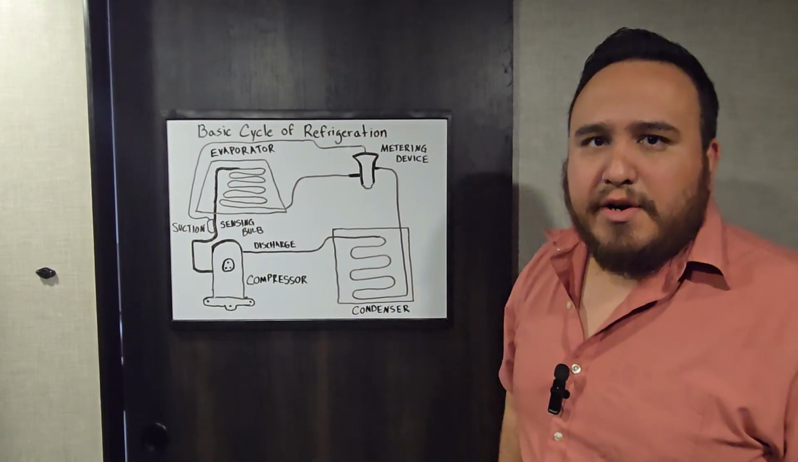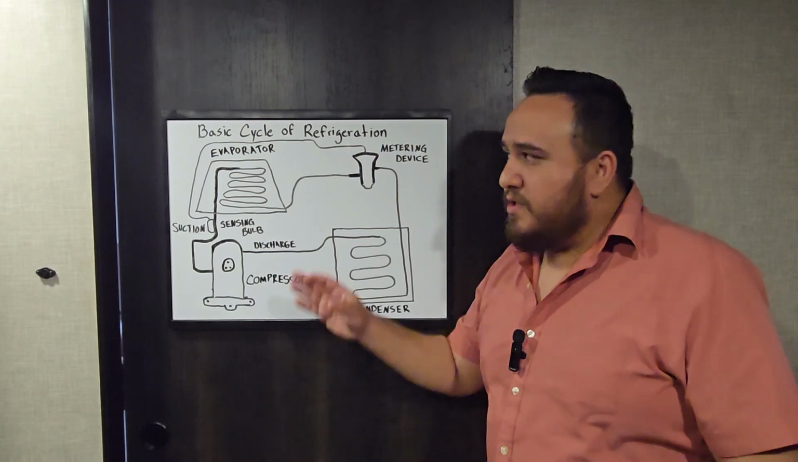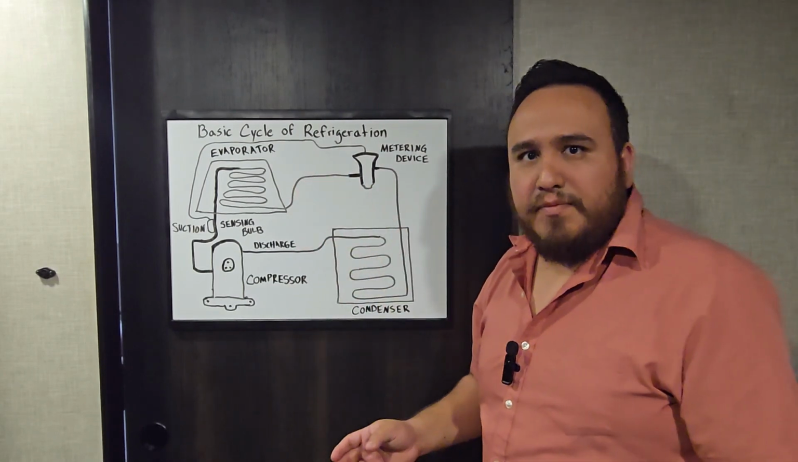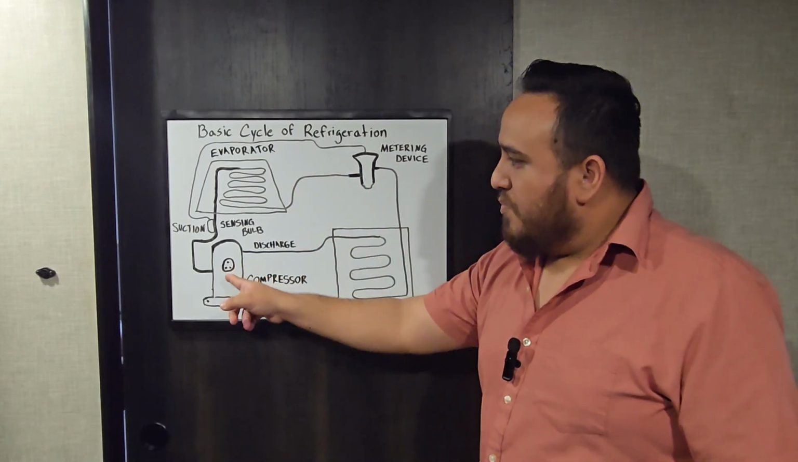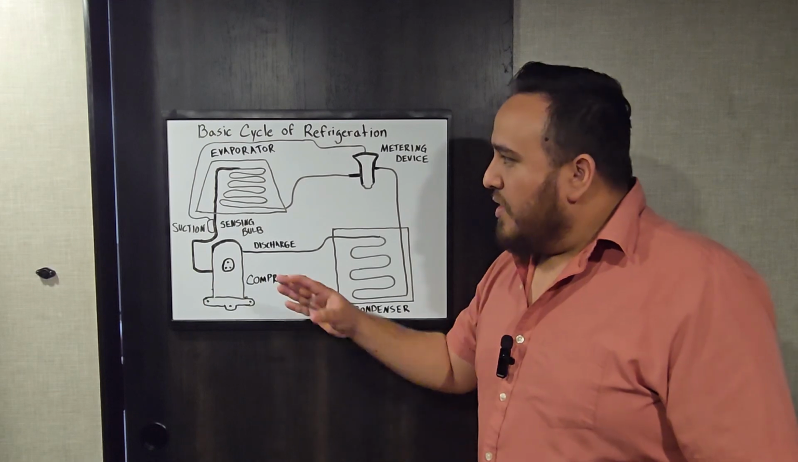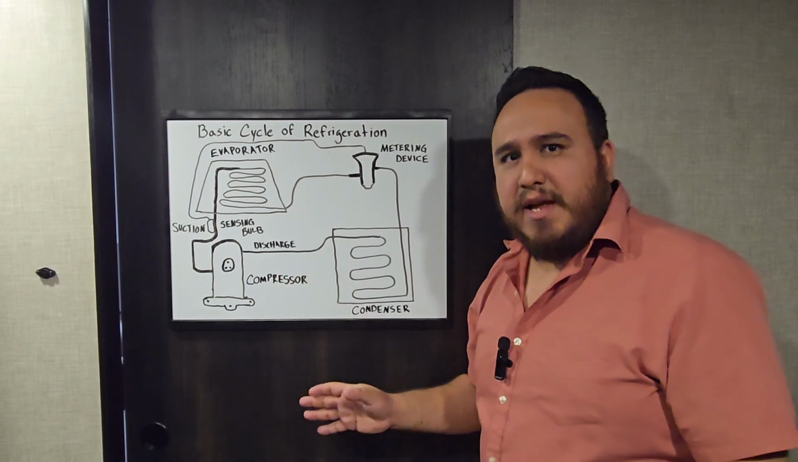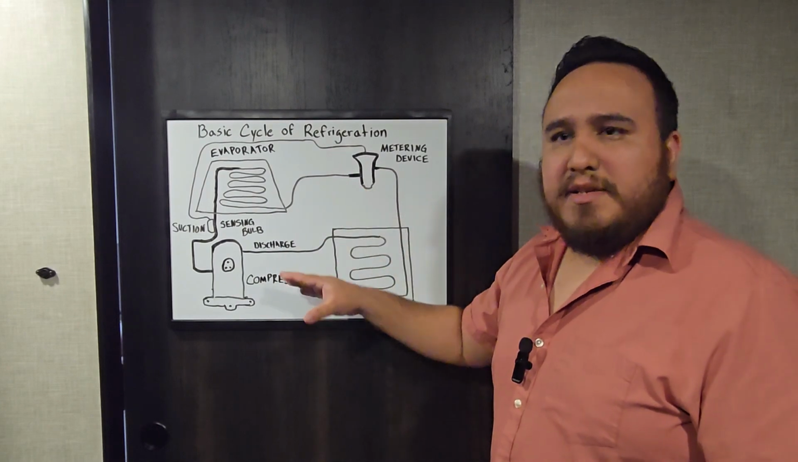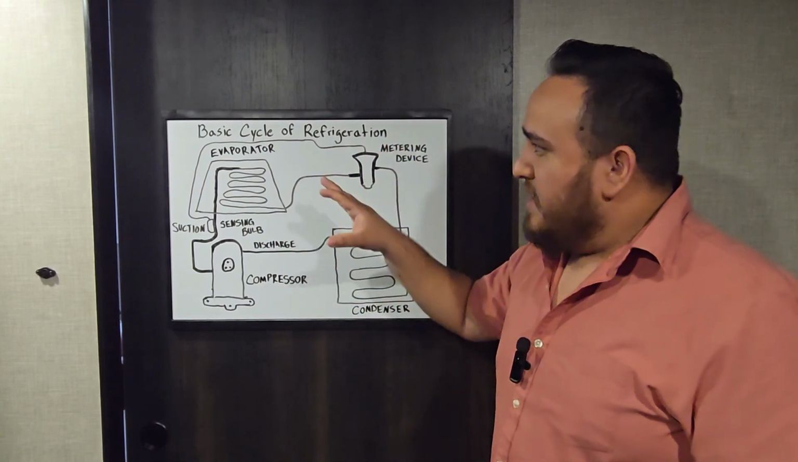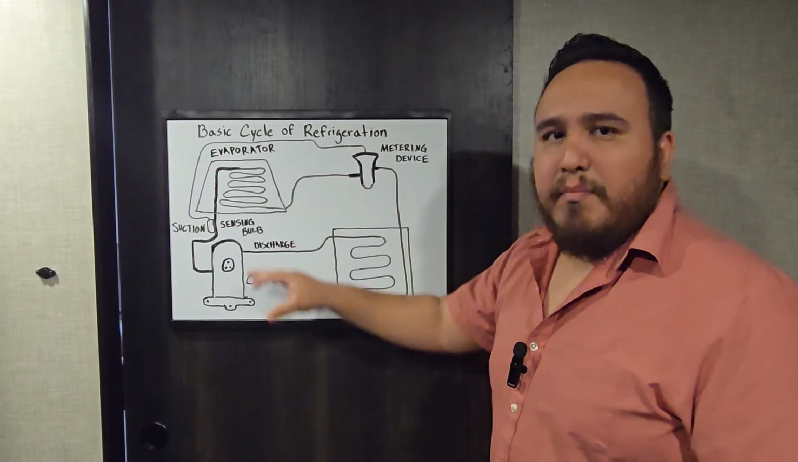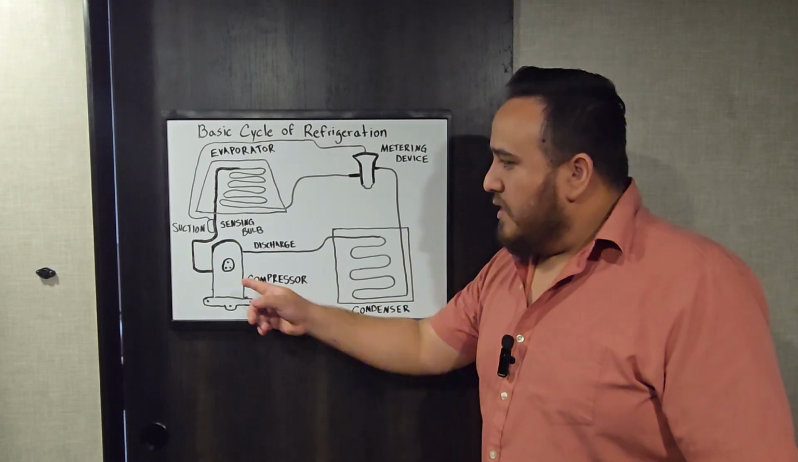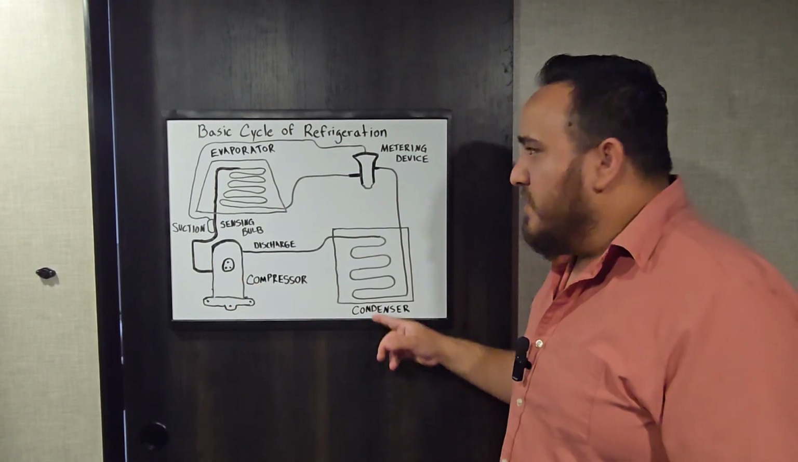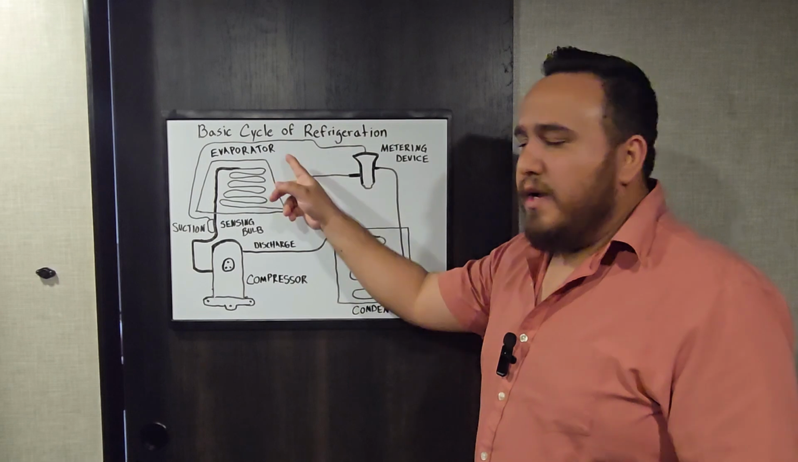So that's basically how your air conditioning system works on the basic cycle of refrigeration. Once again, your starting point is your compressor, and later on we're going to go into more details on the change of state of the refrigerants, but just understand this. Write this down and be aware that these four major components make up your air conditioning system: your compressor, your condenser, your metering device, and your evaporator.